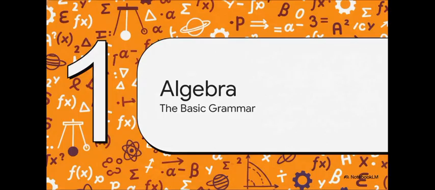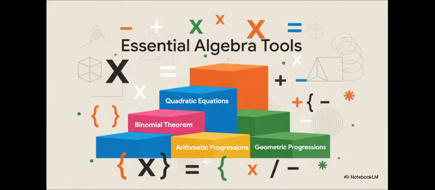So, Section 1, Algebra, the basic grammar. Let's dive into our first lesson. Think of this as your basic nouns and verbs. Mastering core algebraic progressions and equations gives you the fundamental structural tools you need. Whether you're working with quadratic equations, the binomial theorem, or arithmetic and geometric progressions, these are the actual mechanisms that allow you to solve for unknown variables. They give real structure to physical relationships.